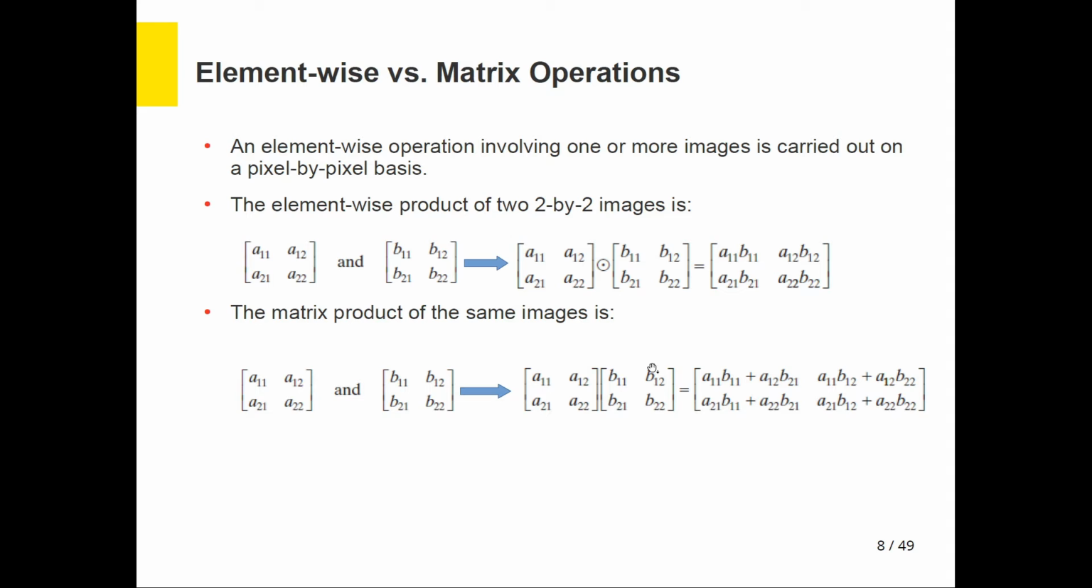So the element-wise product, which is shown with this symbol, is computed by multiplying each element with its corresponding element from the second matrix. So this is the result of the element-wise product of these two images.